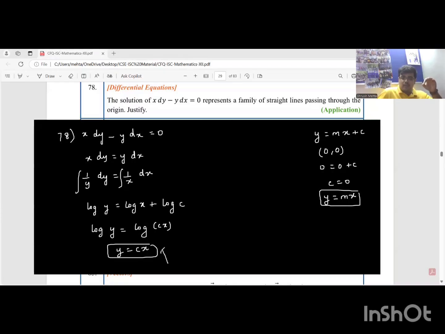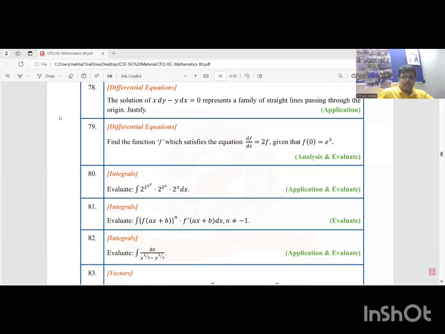I'm sure, students, everyone knows the variable separable form, and you could have reached till this point. The only knowledge that you need after that is that if it is y equal to cx or y equal to mx, the constant term is not there, which means the lines pass through origin. And that proves this answer. Next, we'll move to question number 79.